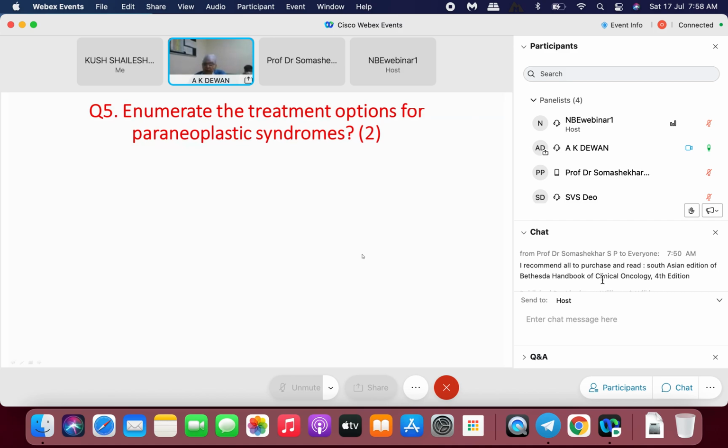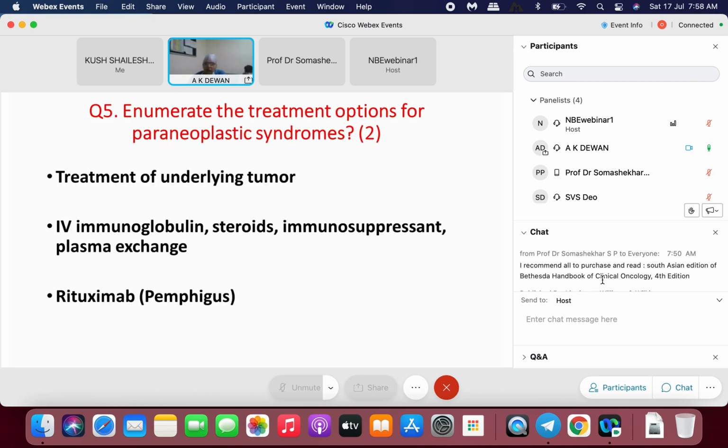Enumerate the treatment options of paraneoplastic syndrome. This is of 2 marks. Treatment of underlying tumor, IV immunoglobulins, steroids, immunosuppressants, plasma exchange, rituximab. Even if you write maybe 2 things here, you get full marks.